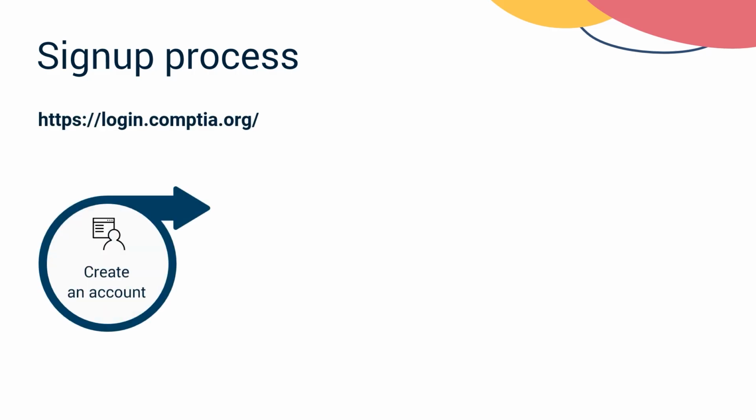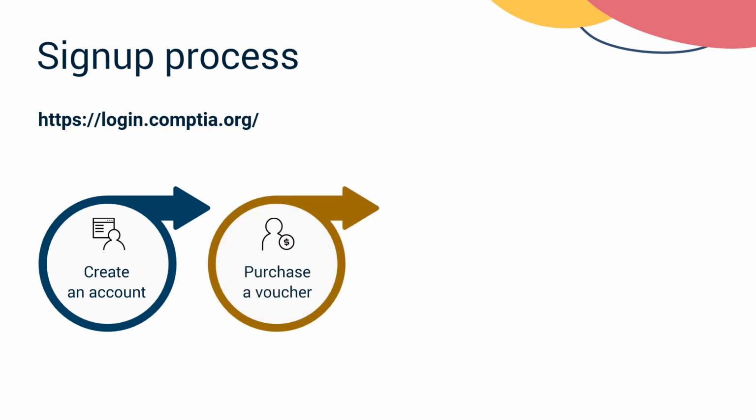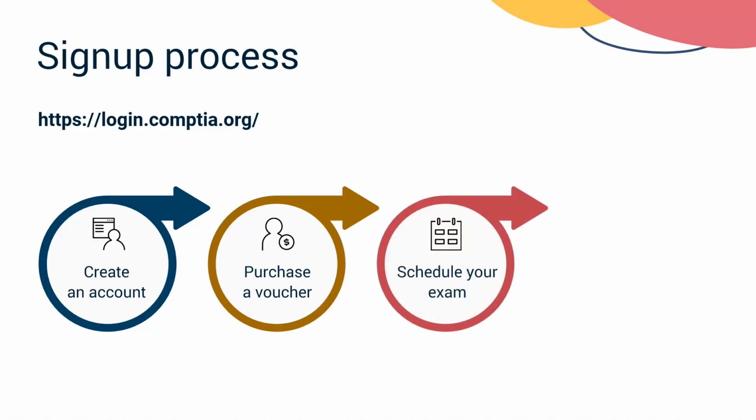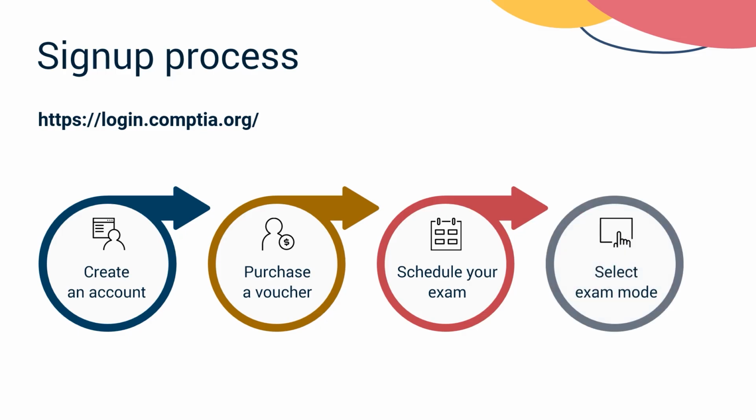Signing up for the CompTIA Data Plus exam is easy and should only take a few minutes. Start by creating an account on the official CompTIA website, login.comptia.org. Purchase an exam voucher from CompTIA or an authorized reseller. Use the voucher to schedule your exam through Pearson VUE, CompTIA's official testing partner. Choose to take the exam in person at a testing center or online via remote proctoring.